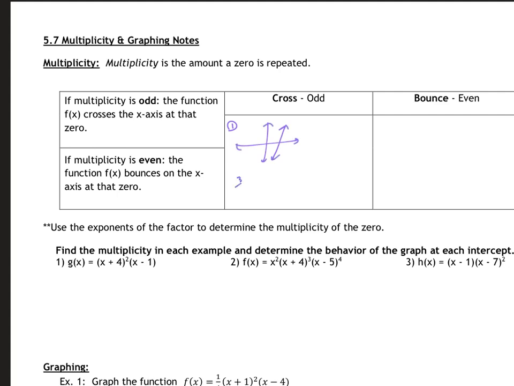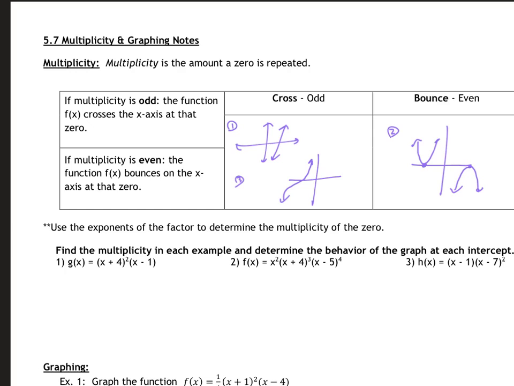If it has a multiplicity of 3, it's going to bend across it. Instead of crossing it straight through, it's going to bend across it, so you'll see a designated bend there. Now, if the multiplicity is even, it's going to bounce. It's going to come and bounce. It's going to touch and go. Or if it's over here, for instance, it's going to come up, touch, and go.